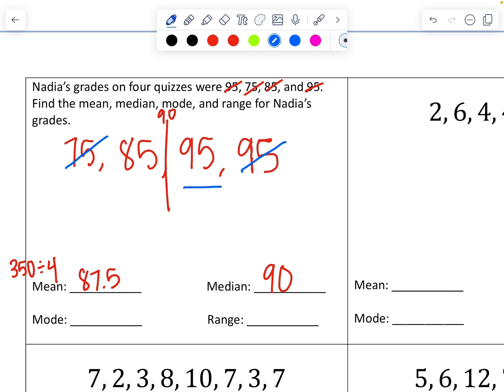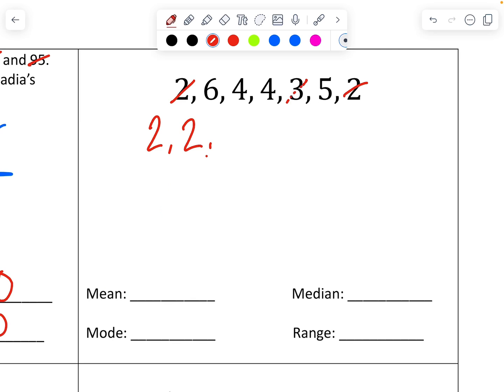So first thing I'm going to do is put them in order. So I have 2 and 2, 3 and 4, 4 and 5, and then 6.